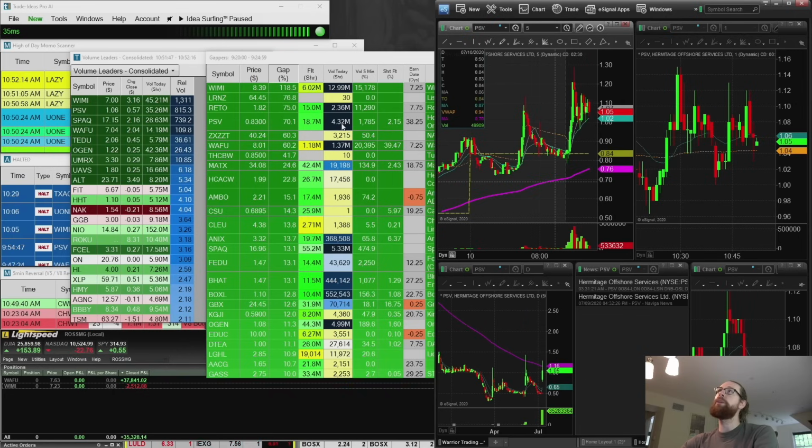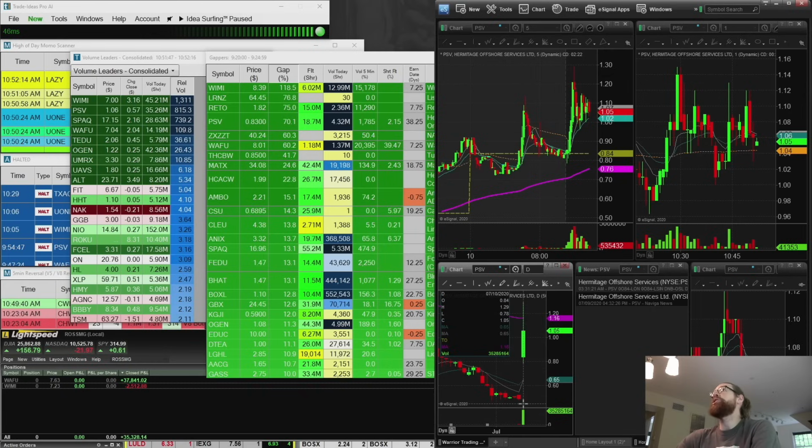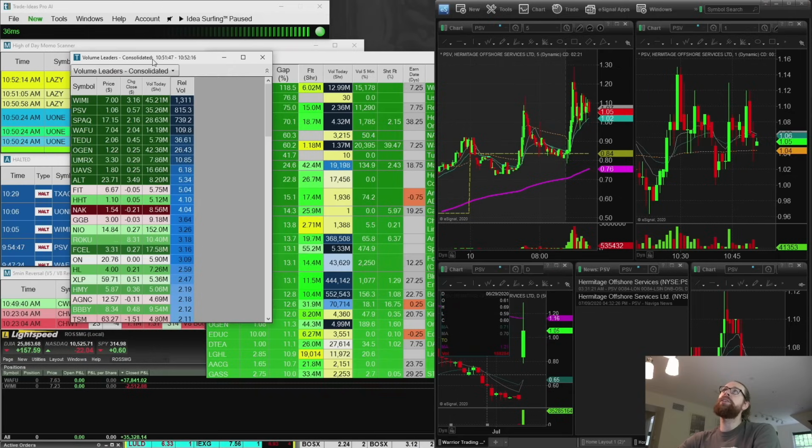It already had 4.3 million shares of volume pre-market. So let's look at this on the daily chart. How much volume did it have yesterday? It had 1.4 million, and today it has 35 million shares. So it is our second highest relative volume stock today. Again, not total volume, but relative volume. So a lot of people are watching this stock today that weren't watching it the previous day.